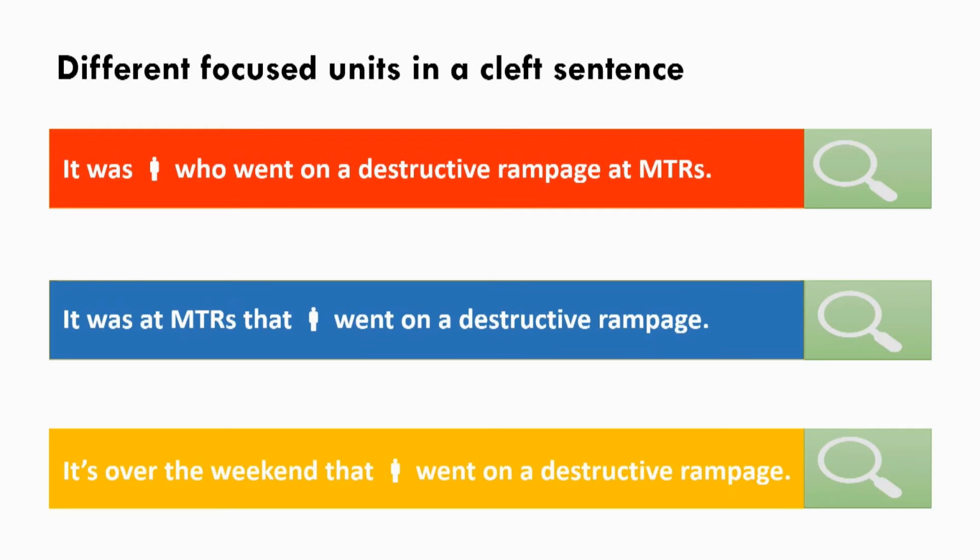Similarly, you can talk about the time when it happened. For example, you can say, "It's over the weekend that protesters went on a destructive rampage in subway stations," or "It's over the weekend that policemen in the guise of protesters went on a destructive rampage in MTR stations."